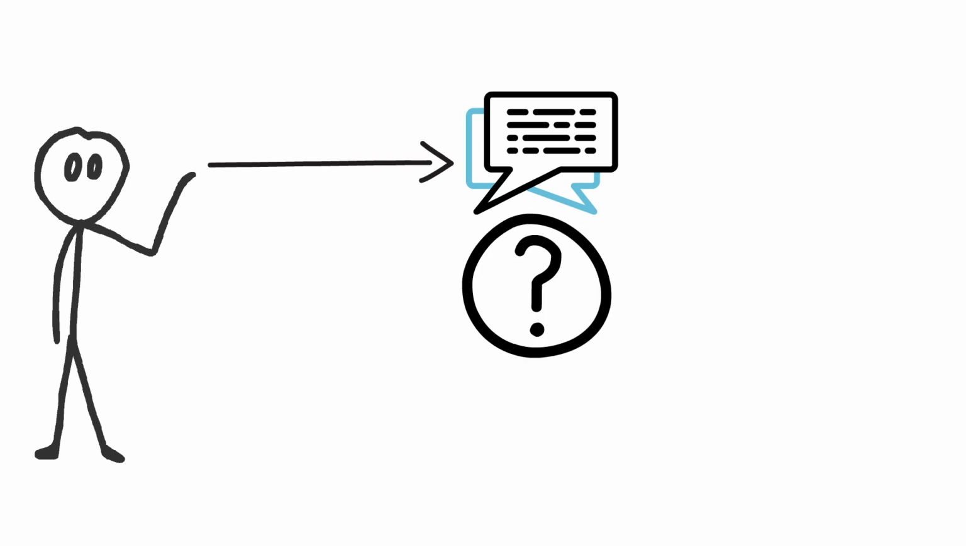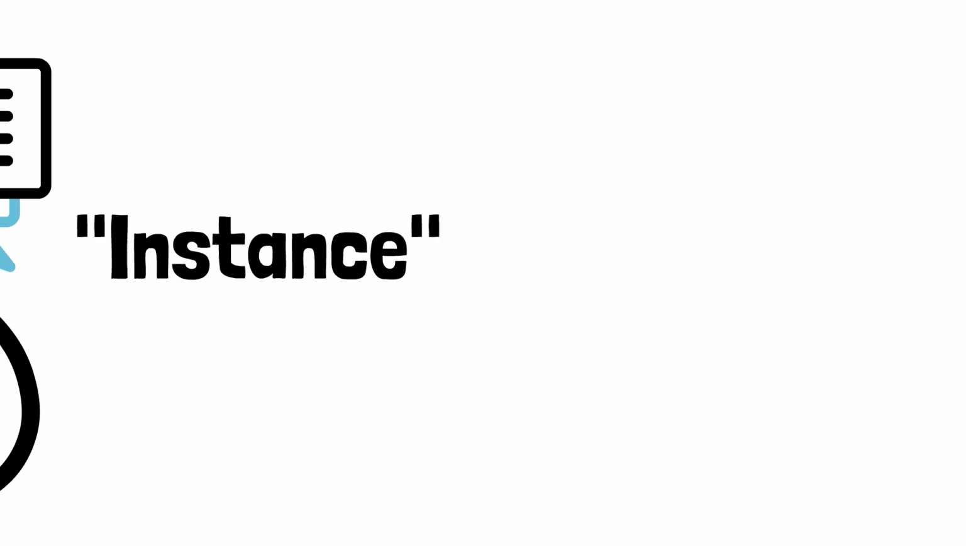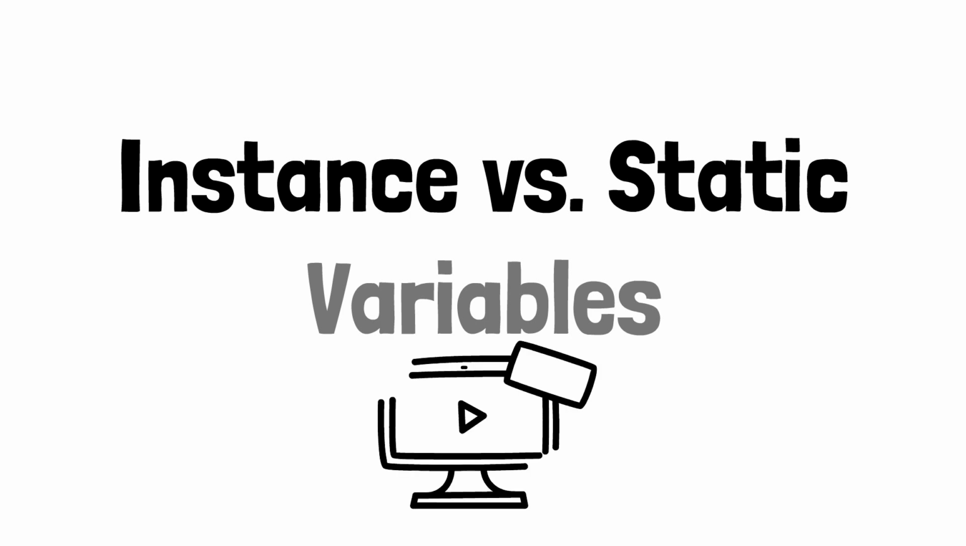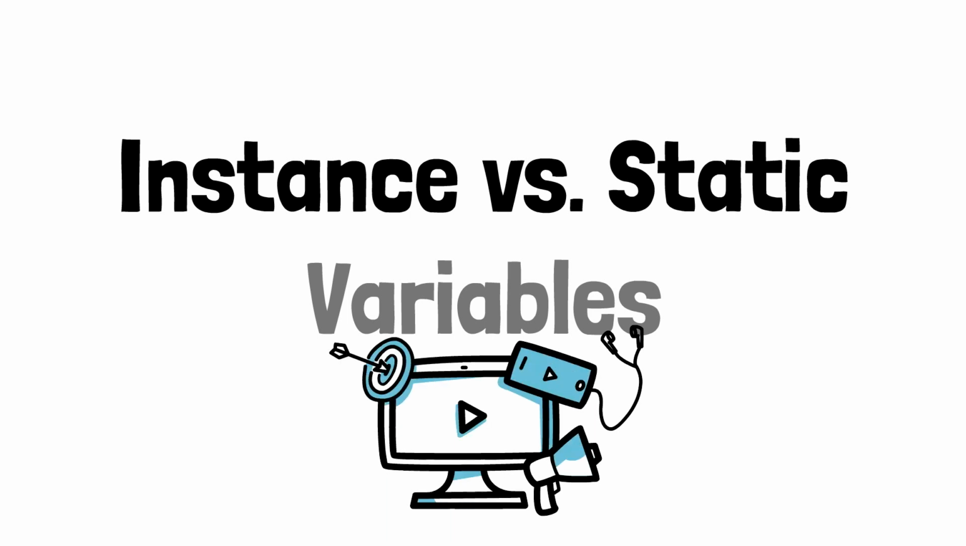I've gotten some comments and questions about the use of the term instance when referring to instance methods and instance variables, so let's talk about it. In this video, I'll discuss the difference with specific respect to variables, and I'll follow up with a second video on the differences between instance methods and static methods.